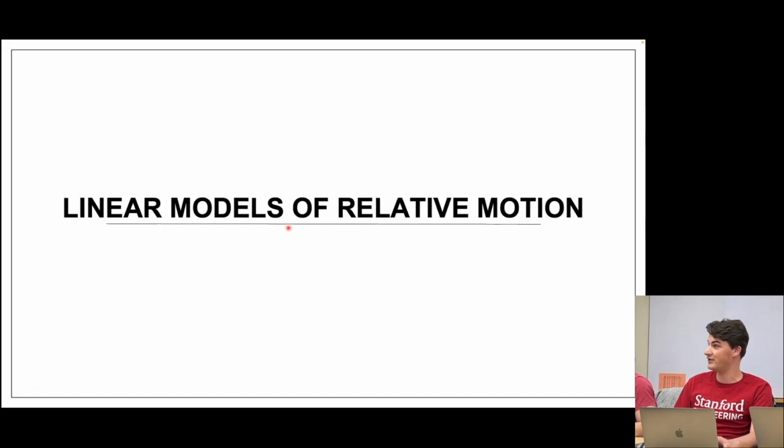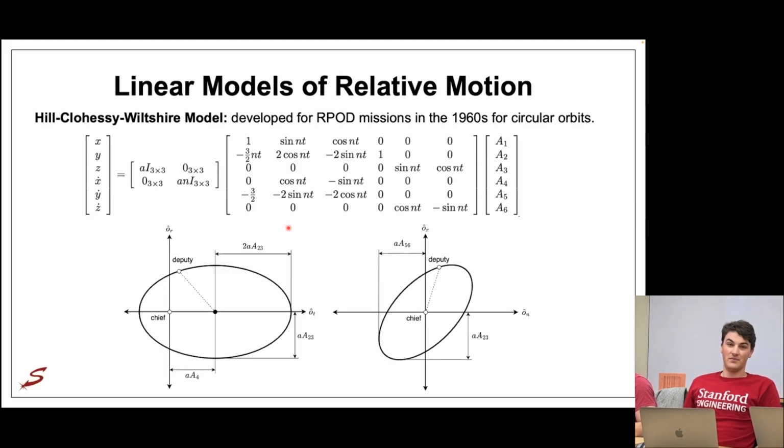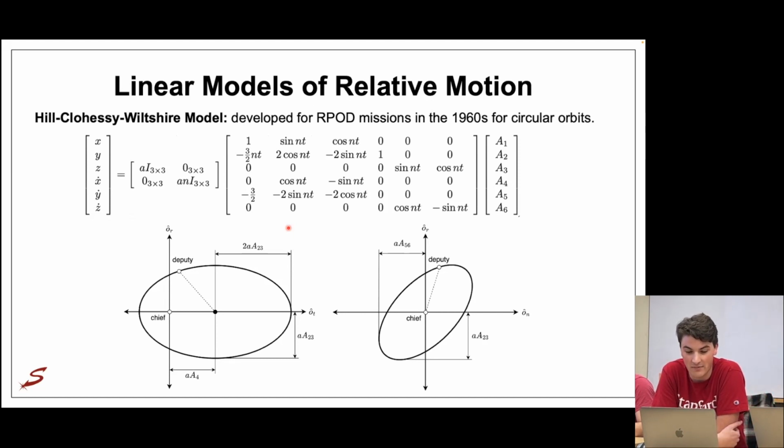I'll keep this part as brief as possible, but to start, in the 1960s, the Hill-Clohessy-Wiltshire model was introduced to enable rendezvous proximity operations and docking missions, particularly for circular orbits, making that assumption. For completeness, I put the model here, but we are not using it in this project. And the main takeaway of this model is that the integration constants introduce important characteristics on the geometry of a deputy with respect to the chief spacecraft in the RTN coordinate frame.